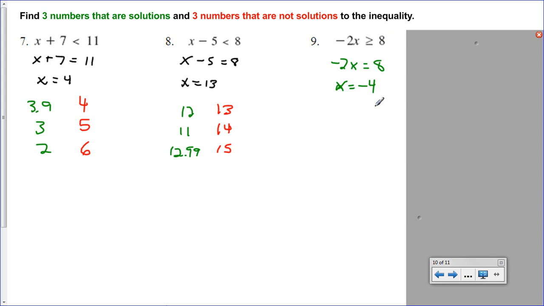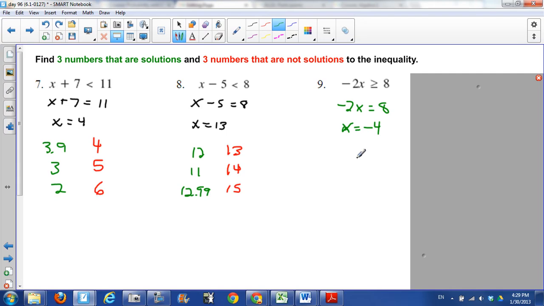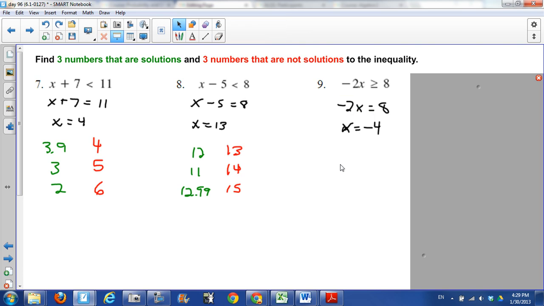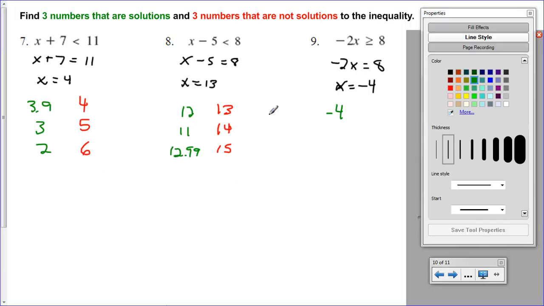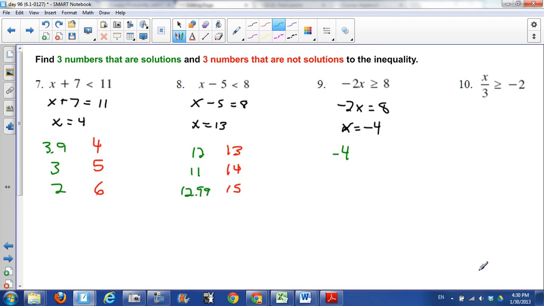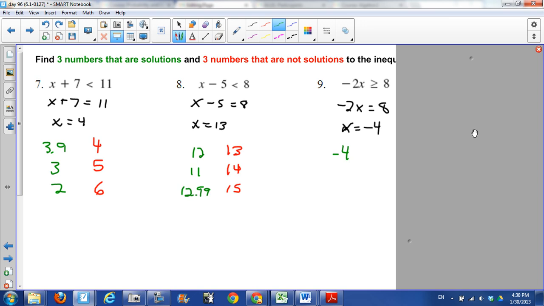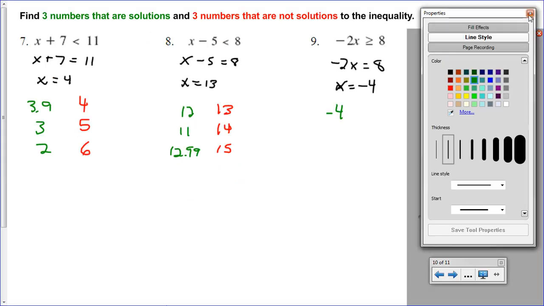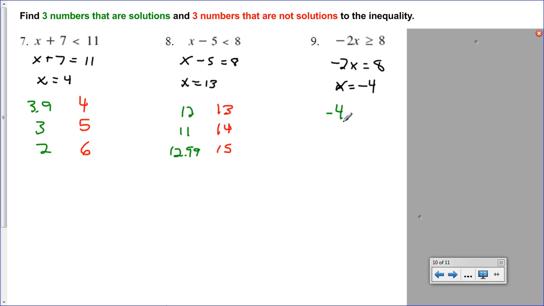So I just realized that I meant to do that in, no, that's not what I meant. But since I'm here, I'll take advantage of it. I wanted all that to be black. Now, let's go back to green and write negative 4 because negative 4 is a solution. Go back to full screen. Oh, screen shade. Oh, phooey. Full screen. Okay.